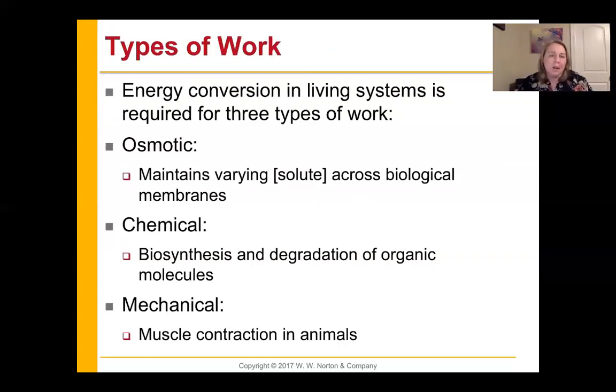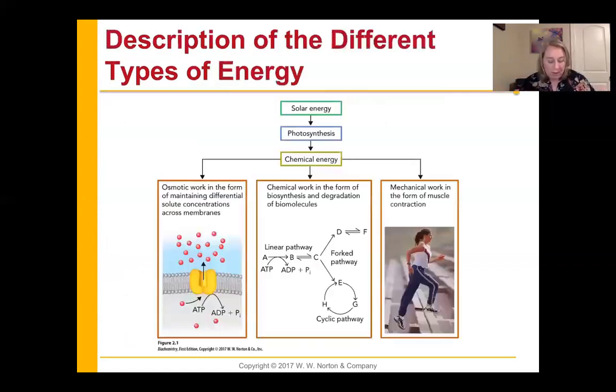So what kinds of work can a cell do? Well, there are three things that a cell needs to be able to do. It needs to maintain osmotic pressure, and we need to worry about maintaining certain concentrations of solutes on one side of a membrane versus the other side of the membrane. We need to worry about making and breaking down organic molecules. Some things we need to make, some things we need to break down. Either way, a lot of times they require energy. And then you actually have to have mechanical work. This is probably what you're thinking of when you think of work, and for example, that is muscle contraction in animals. We're actually going to talk about that one as well.